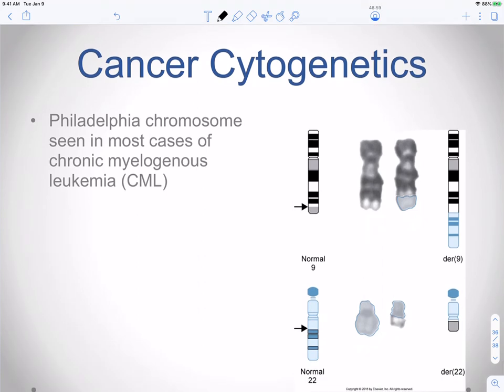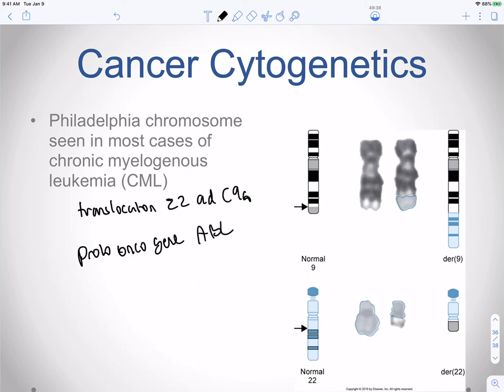All right, just really quickly going through some cancer. With respect to cancer cytogenetics, you have a Philadelphia chromosome, and the Philadelphia chromosome is a reciprocal translocation between chromosomes 22 and 9q. And so what happens is you have the proto-oncogene, which is ABL. And this is going to be moved from 9q, and it's going to go to 22q, and this is going to increase ABL expression. And so it's a proto-oncogene, and so it can lead to cancer. And this is seen in most of your chronic myelogenous leukemia.